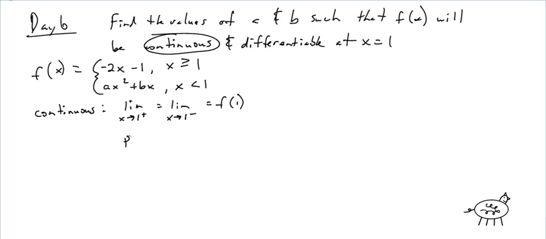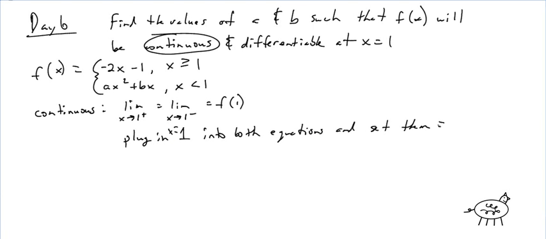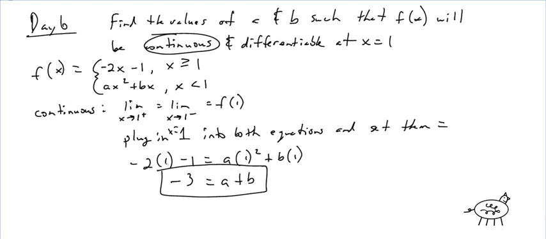We're going to plug x equal to 1 into both equations and set them equal. Pretty easy. So we're going to have negative 2 times 1 minus 1 is equal to a times 1 squared plus b times 1. And so we get negative 2 minus 1, which is negative 3, equals a plus b. So we've got one equation here.